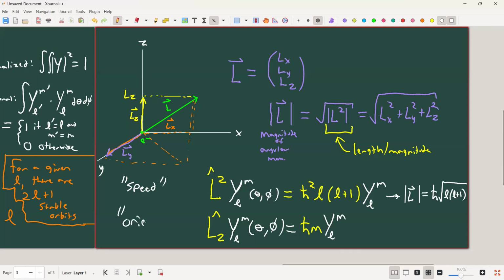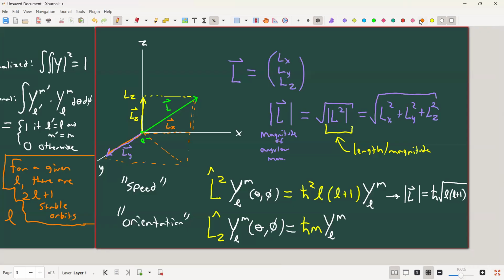But here's the problem, right? I don't know exactly what the orientation of the electron is, given these two numbers, because I don't know the other two axes yet. If my L is pointing in this direction with this LZ, this L can be in any direction, can be in a circle, and all of them are successful.